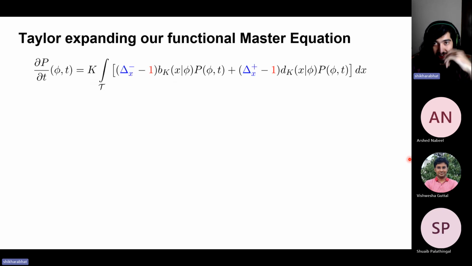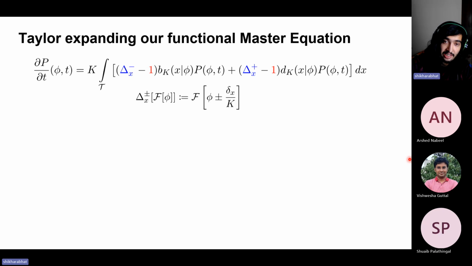We had this functional master equation for our quantitative traits. And these step operators, Δ(x), take the population φ and tell me what φ would have been if the population was Δx/K apart.